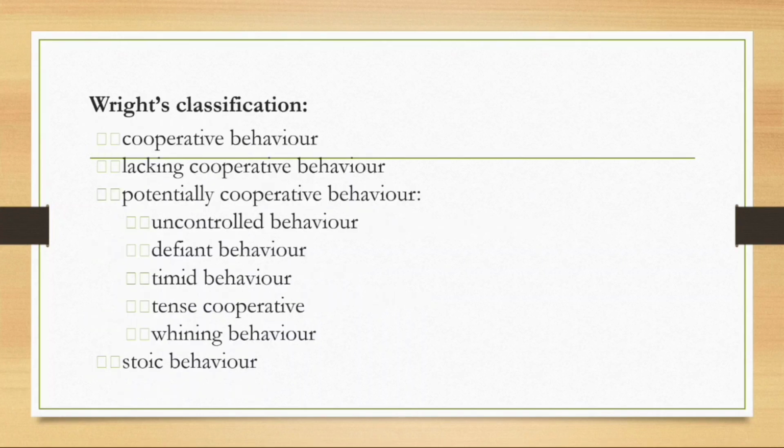Then we have another classification, that is Wright's classification. They are cooperative, lacking cooperative ability, and potentially cooperative. Under that we have uncontrolled, defiant, timid, tense, whining behavior, and stoic.